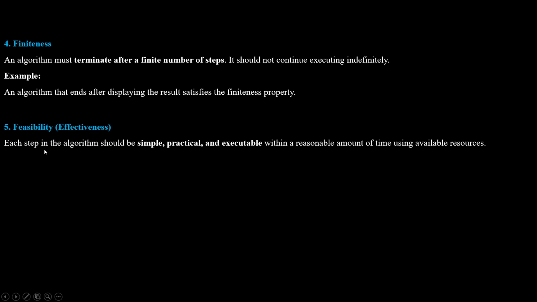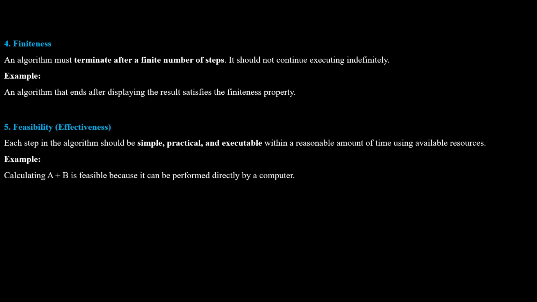And feasibility. Feasibility means each step in the algorithm should be simple, practical, and executable within a reasonable amount of time using available resources. Feasibility is nothing but writing an algorithm in a simple and practical manner while implementing that algorithm in code. So we need to write the algorithm in a practical manner, ready to execute within a time period and available resources. That is feasibility.